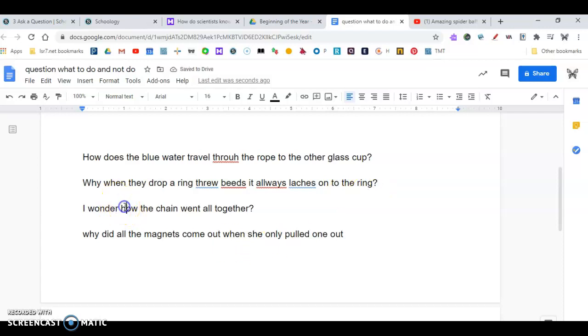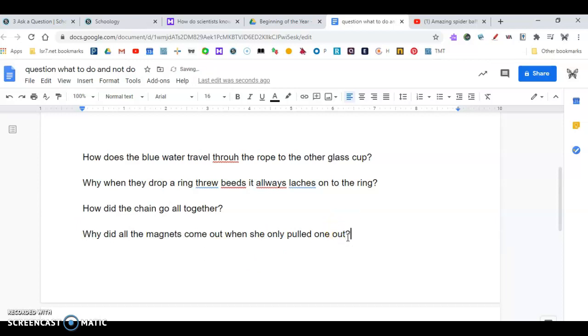This one, we can start with how, and it might need just a little bit. How did the chain go all together? With a question mark. And this one starts with the word why. Why did all the magnets come out when she only pulled one out? But the reader might get distracted, so we're going to do a capital letter, and we're going to do a punctuation mark.